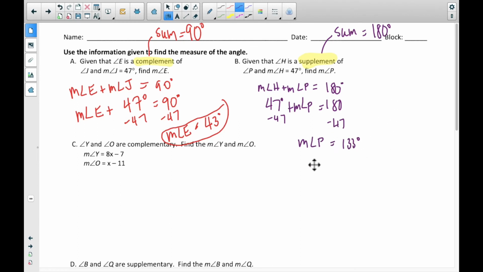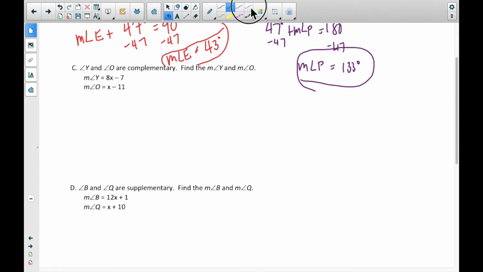And so we get the measure of angle P is 133 degrees. Again, it's asking for supplementary. 133 plus 47 does equal 180. We're just going to do two more quick examples.